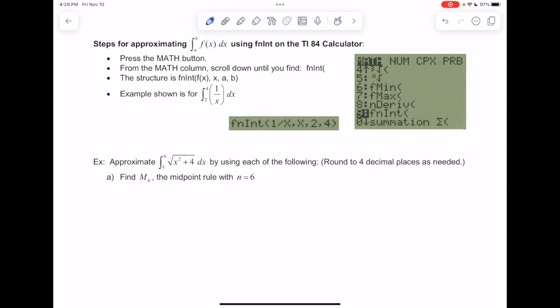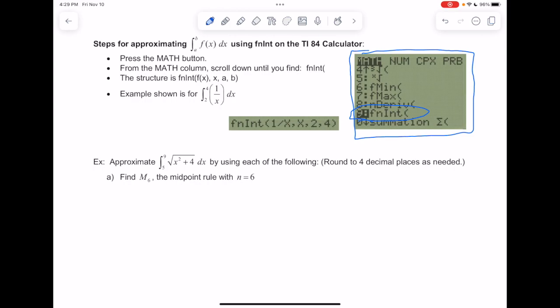So these are the steps for approximating a definite integral from a to b of f of x dx using fnInt on the TI-84 calculator. So the first step is to press the math button. That takes you into this menu right here. This is the way it looks on the TI. From there, you want to be in the math column, which should be where it starts out. You'll have to scroll down a little bit, look for fnInt, which is number 9 on most of the calculators.